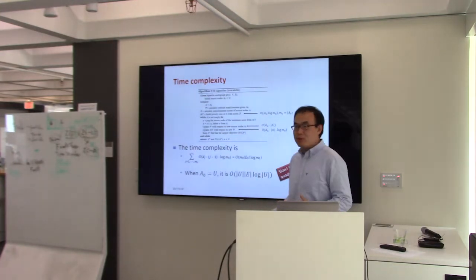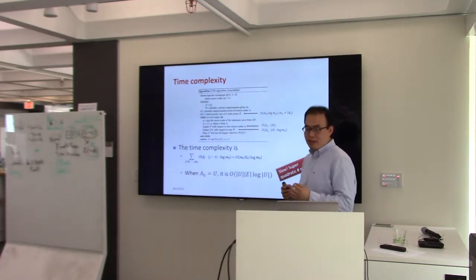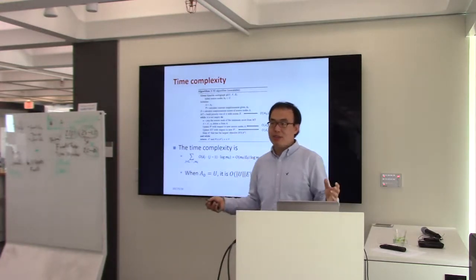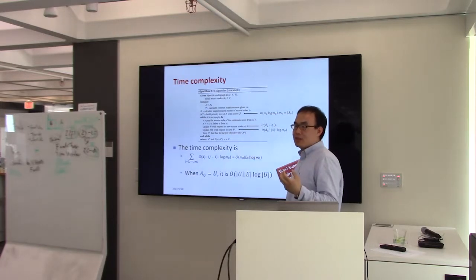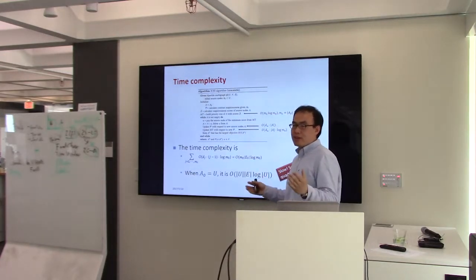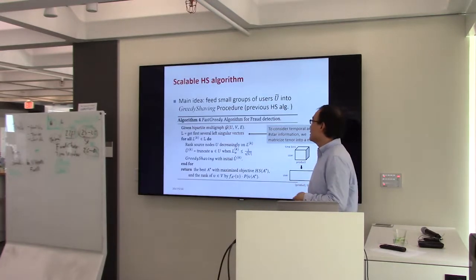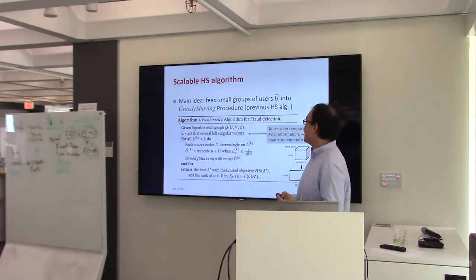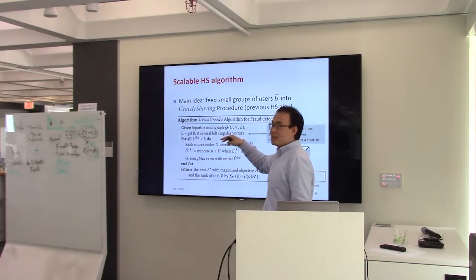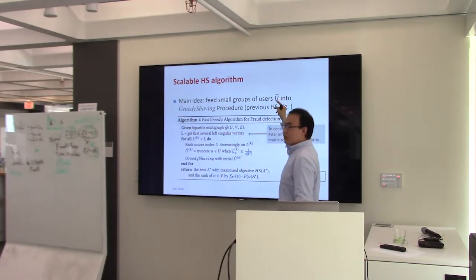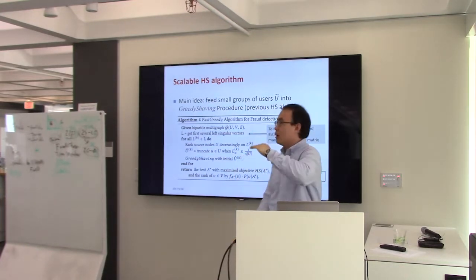So this is super quadratic in the number of nodes. We know that for a very large graph, if the algorithm exceeds the square of the number of nodes, the algorithm will be very, very slow. So we need to figure out another way to do our algorithm. The main idea is quite simple. We just feed a small group of users, which we call U tilde, into algorithm 3, instead of feeding the whole user set.